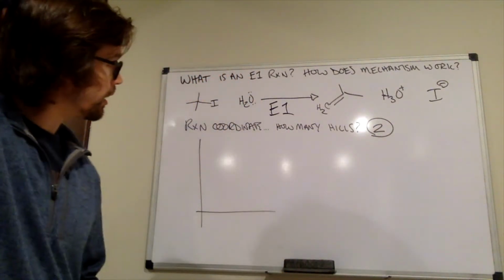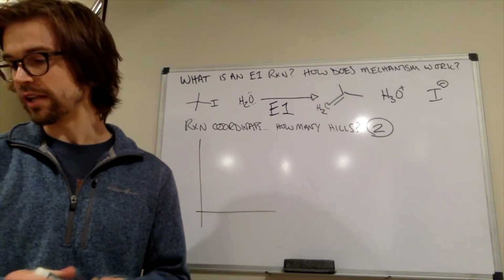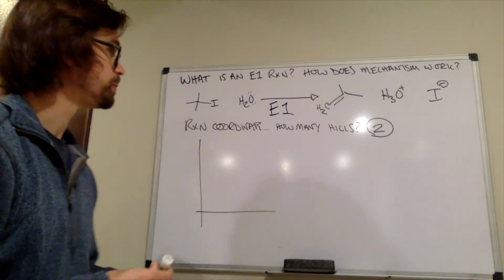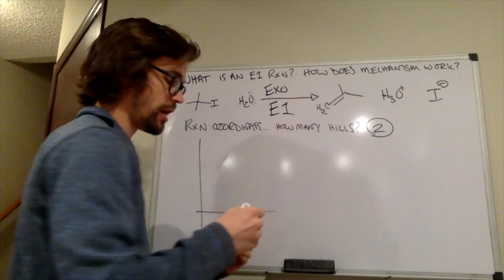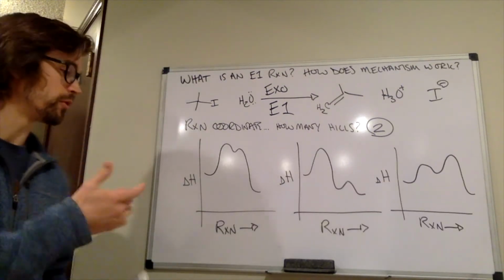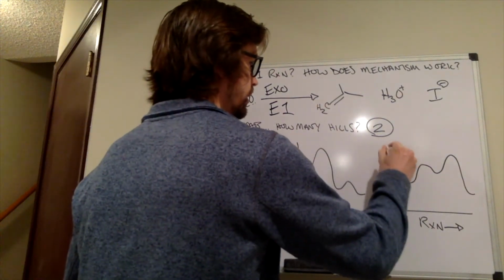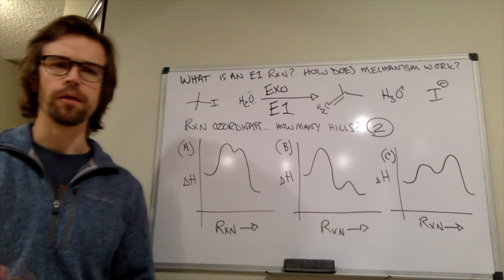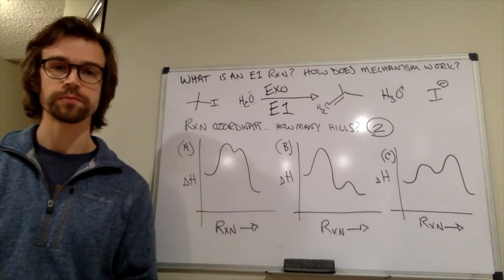So now I'm going to draw 3 reaction coordinate diagrams, and we are going to select the one that is correct. And in this case, I'm going to say this is an exothermic reaction. Exothermic reaction. So you'll see 3 options in 1 minute. All right, I put up 3 reaction coordinate diagrams. We'll call them A, B, and C. Which one is most likely the reaction coordinate diagram you would expect for an E1 reaction like the one we talked about up there?